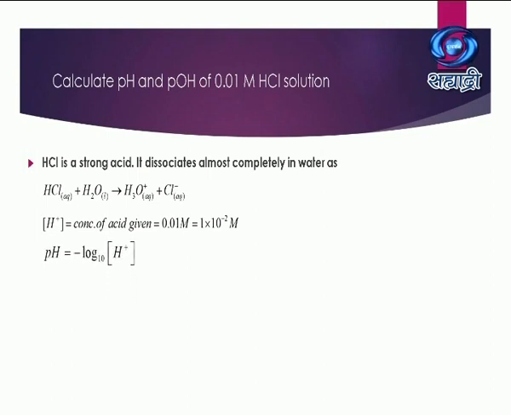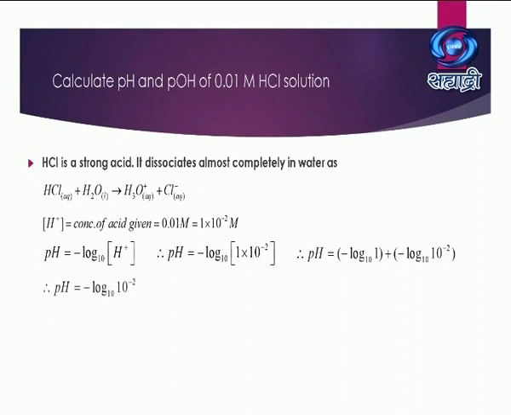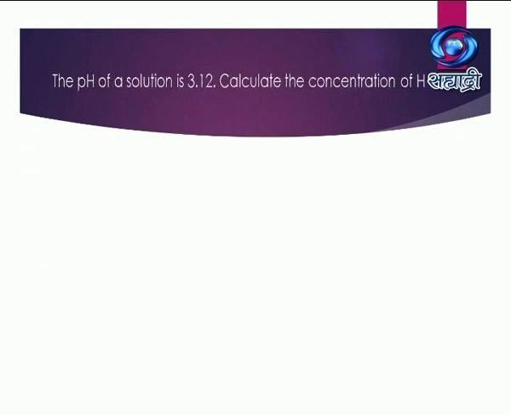Use the definition, pH is equal to minus log to the base 10 molar concentration of H plus. Substitute on the similar lines, keeping negative sign outside, it is simply minus log to the base 10 of 1, which is 0. So what remains is minus log to the base 10, 10 raised to minus 2. Simplify. So pH comes out to be 2. Once you know pH, calculate pOH using the relation. And so pOH comes out to be 12.